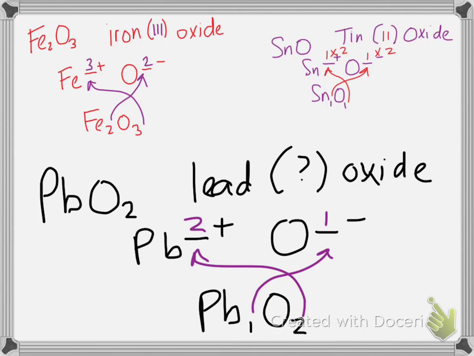Is this lead 2 oxide? Why not? Oxygen forms a 2 minus ion. So we have to multiply each of these by 2. Which oxide of lead is this? This is lead 4 oxide.